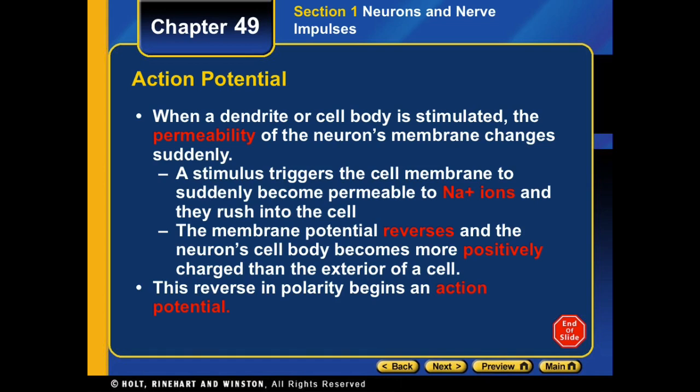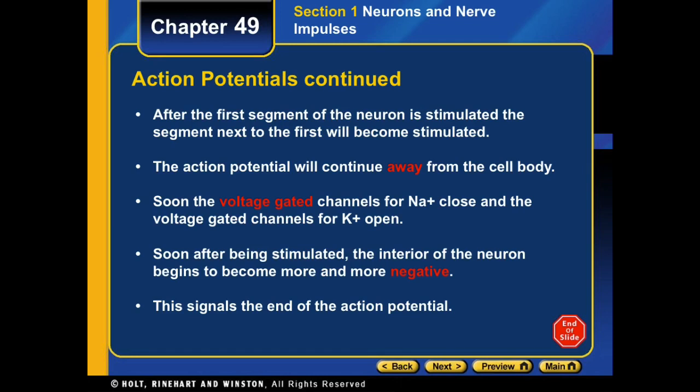So the membrane potential is going to reverse, which means inside the cell is going to be more positive than outside the cell, and the outside of the cell is going to be more negative. Because of the reversal in this polarity or this charge, that is when the nerve impulse or the action potential begins. So remember, down the axon, there's segment and segment and segment due to those myelin sheaths and the nodes around them. So the first segment is going to get stimulated, where it's going to change the positive and the negative charges. And then the next segment's going to go, and it's going to travel down that axon from the cell body down the axon to the axon terminal.